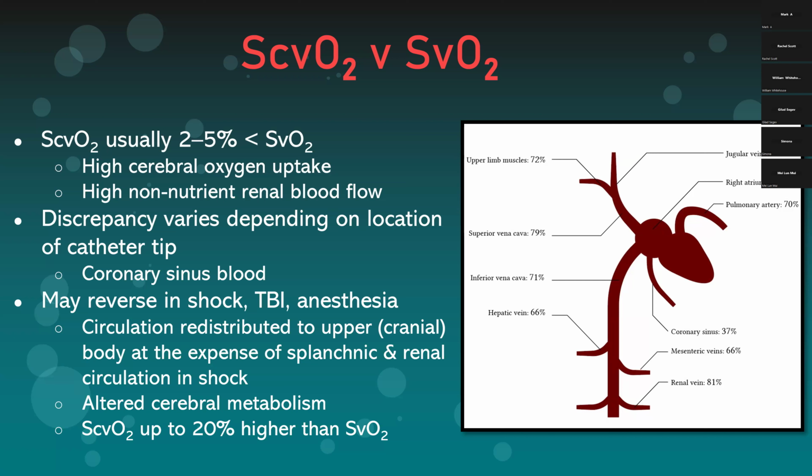And then certainly in shock or anything, brain injury or anesthesia, we could see that relationship reverse and things become a little bit less predictable. So during shock, that splanchnic and renal circulation will see much less flow, and circulation gets redistributed to the upper or cranial half of the body. In TBI or anesthesia, decrease in cerebral metabolism may decrease oxygen extraction by the brain. And in those circumstances, that situation can switch, and we see central venous oxygen saturation can be anywhere up to 20% higher than mixed venous oxygen saturation.